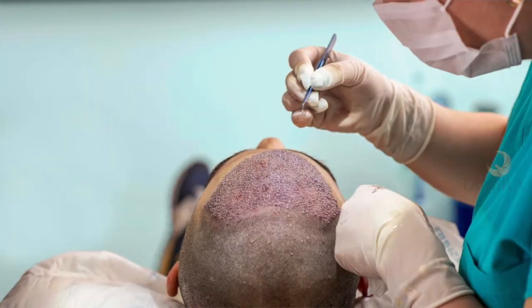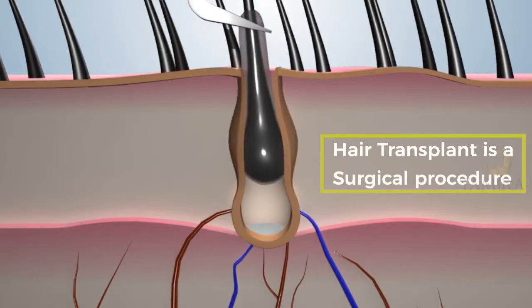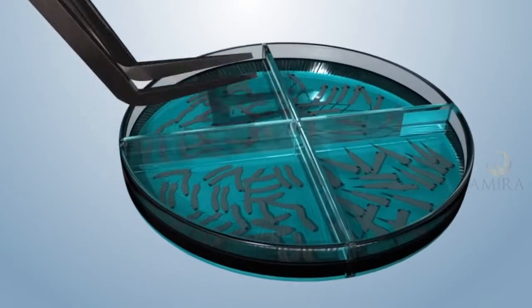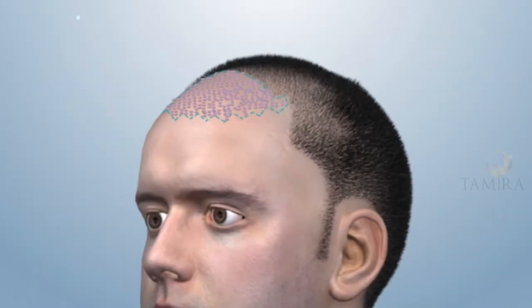Unlike what many people think, hair transplant is a surgical procedure. Hair from the back of the scalp is taken and separated into individual grafts and transplanted into the recipient area.